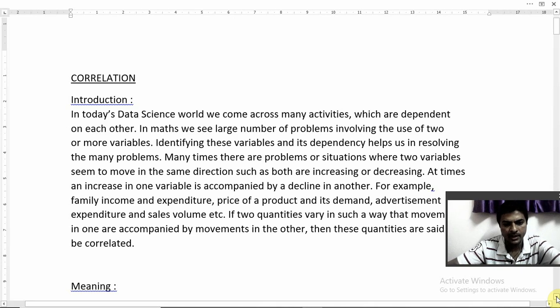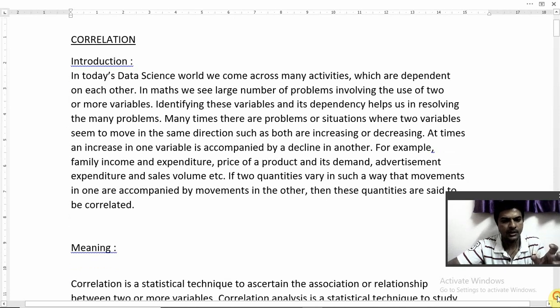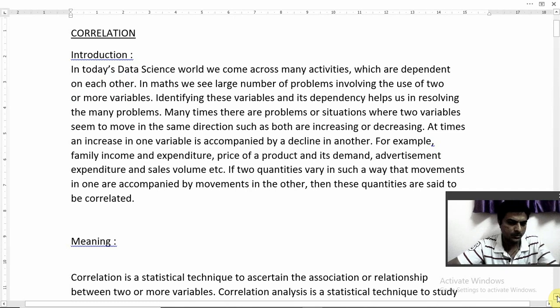For example, family income and expenditure, price of production and demand, and advertisement expenditure and sales volume. If two quantities vary in such a way that movements in one are accompanied by movements in the other, then these quantities are said to be correlated. That's very simple. Your parents and yourself are correlated, your studies and your examination are correlated. So everything is correlated to each other.